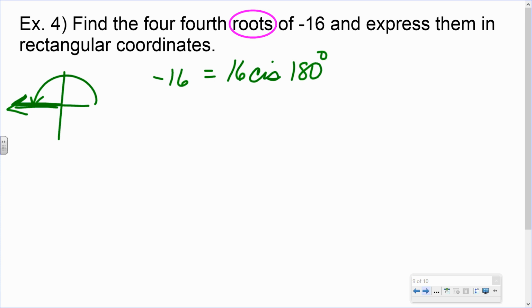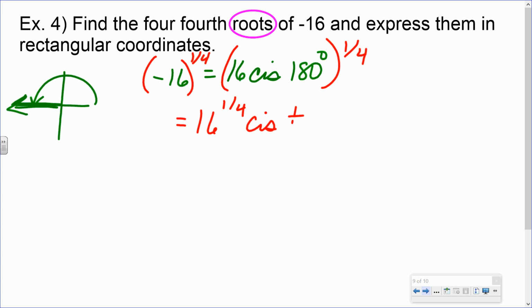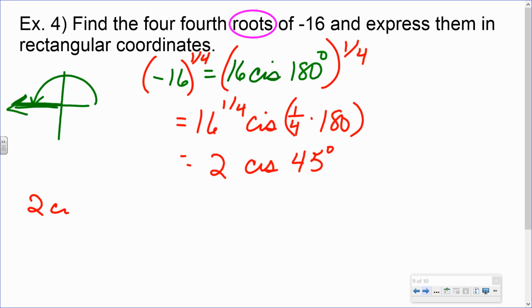The problem did not say what is negative 16 in polar form. The problem says what is the fourth root of that, which means 16 to the 1/4 cis of 1/4 times 180. Fourth root of 16, everybody. And what is 1/4 times 180 going to be? That is my first root. So 2 cis 45 degrees. I'm going to need to get it into rectangular form before I'm finished.